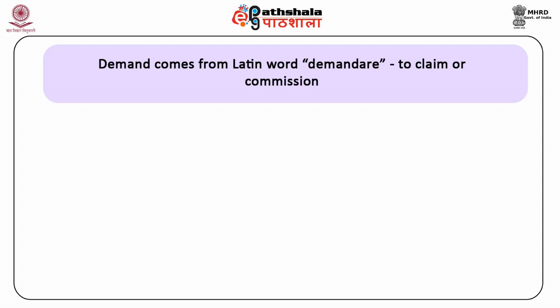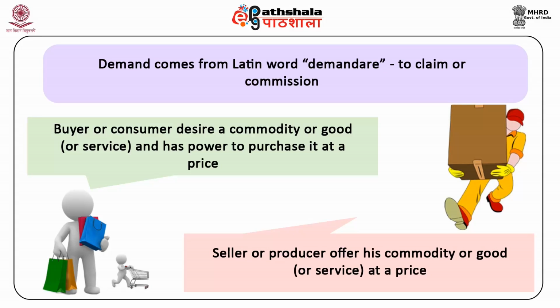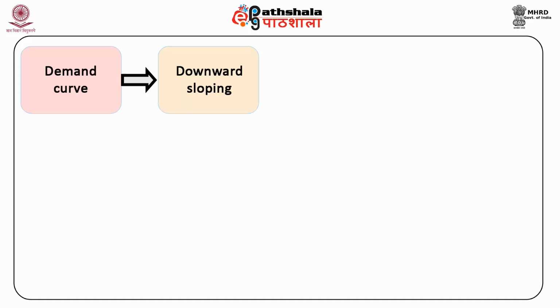Demand. The word demand comes from the Latin word demandere, to claim or commission. Demand is the desire backed by purchasing power. A buyer or consumer does not merely desire a commodity or good or service, but has some power or wherewithal to purchase it at a price. Similarly, a seller or producer does not merely offer his commodity or good or service, but offers them at a price.